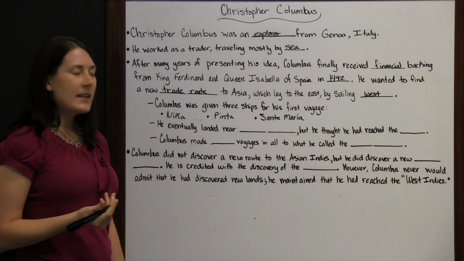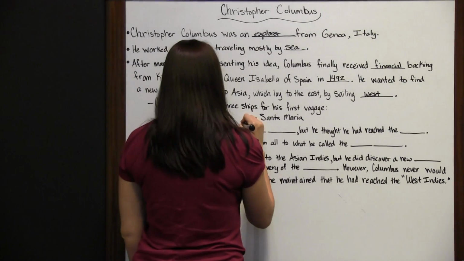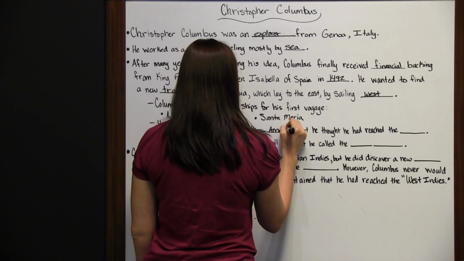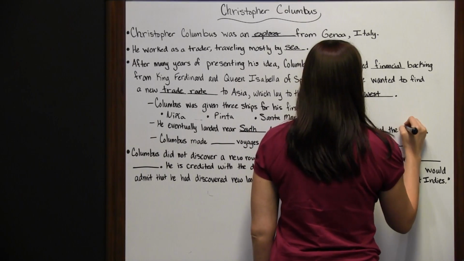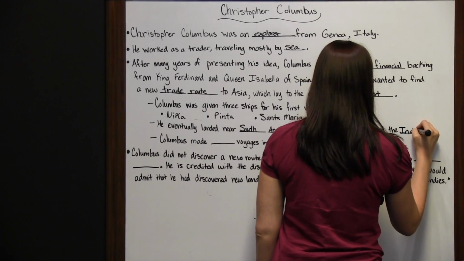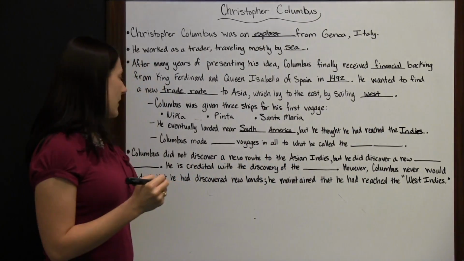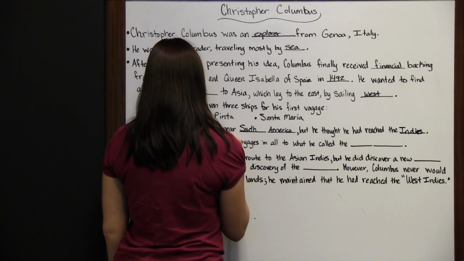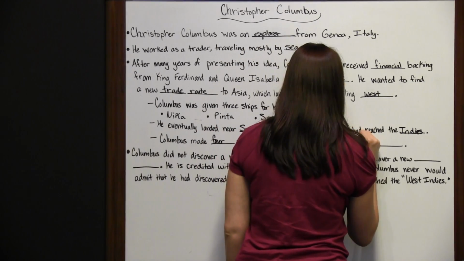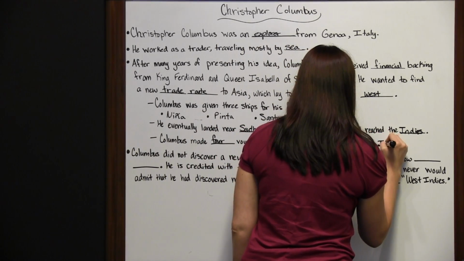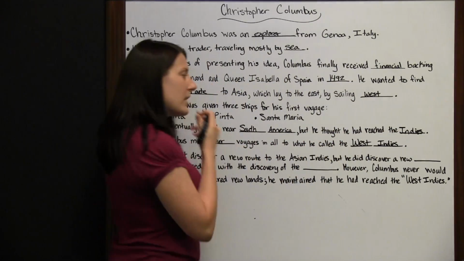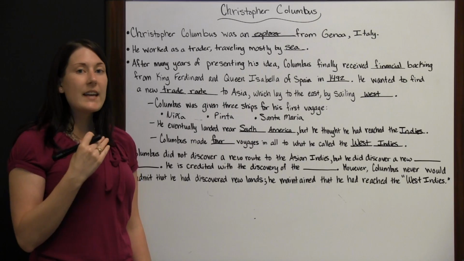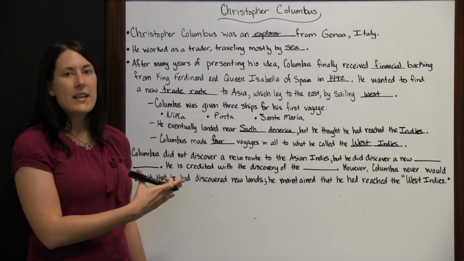And he eventually landed near South America. But he thought he had reached the Indies, which is what they called Asia at that time. So Columbus made 4 voyages in all to what he called the West Indies. So he thought by sailing west, he'd reached the Indies, and he called them the West Indies. He made 4 voyages there, and he kept thinking he was reaching the Indies.